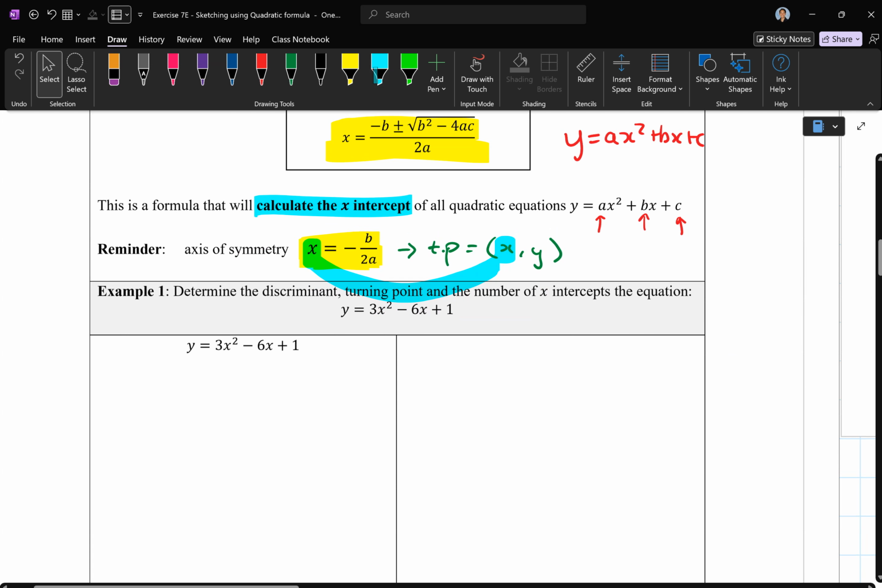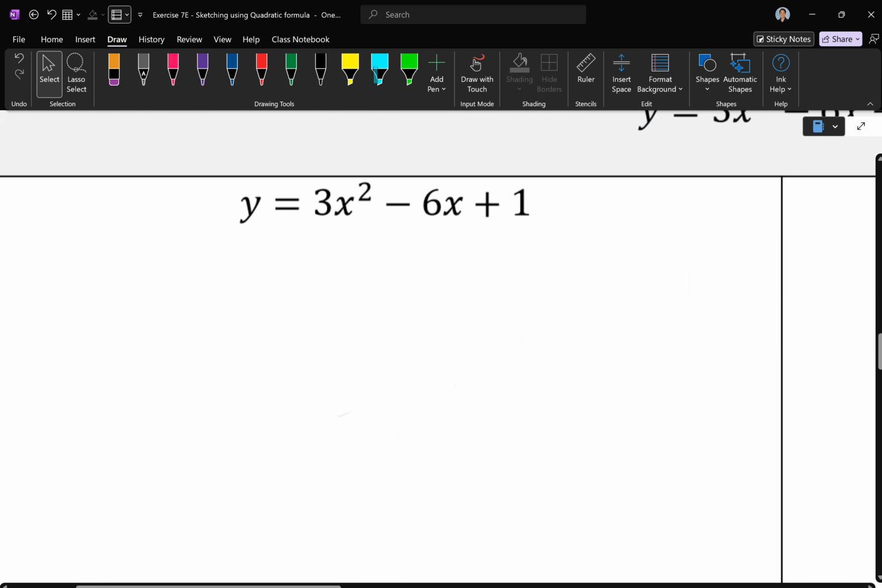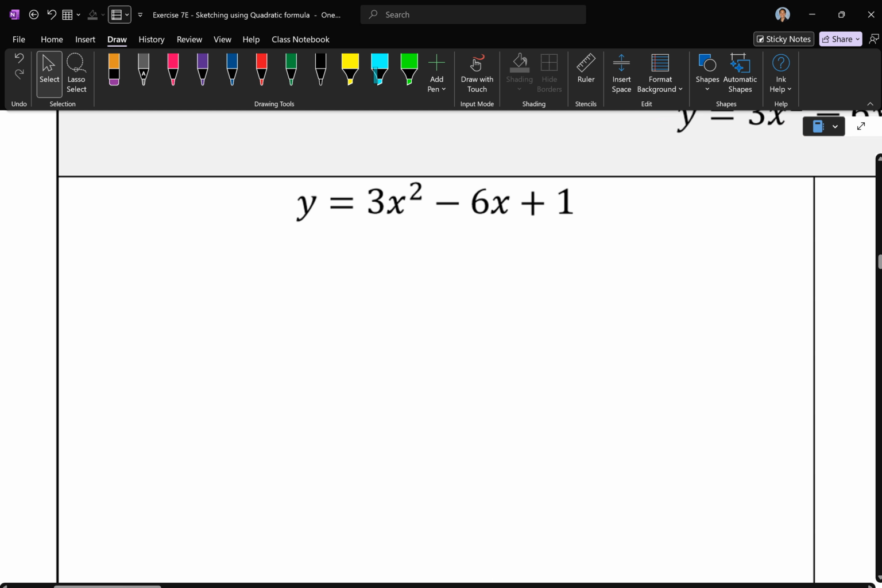All right, let's do an example then. Let's tie this together. So what's 7e? 7e is going to give you an equation where you cannot use cross method. Even if you knew your algebra, you can't use cross method. When you can't use cross method, you're meant to do completing the square. But let's say you don't know how to do that. Let's use the quadratic formula. So here we go. To sketch, you need three things: y-intercept, x-intercept, turning point, right? So let's start off with the easiest one.